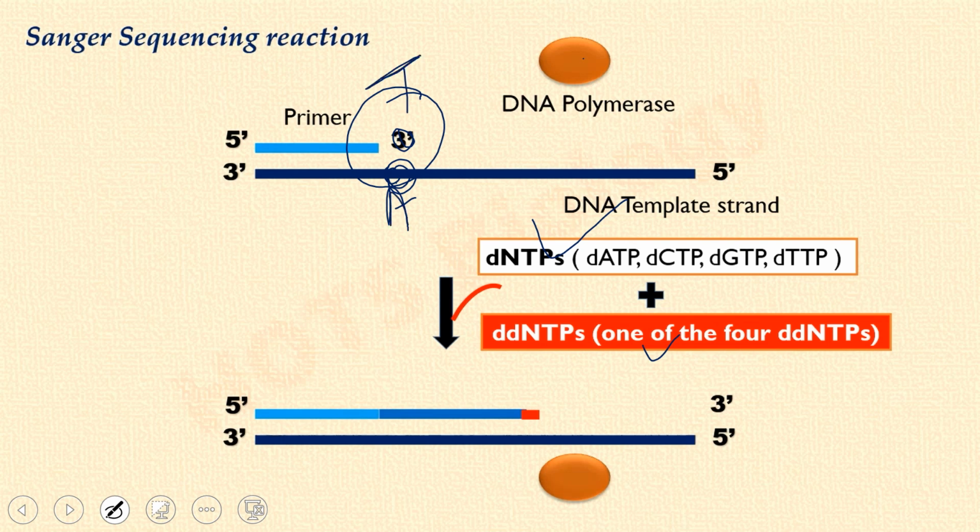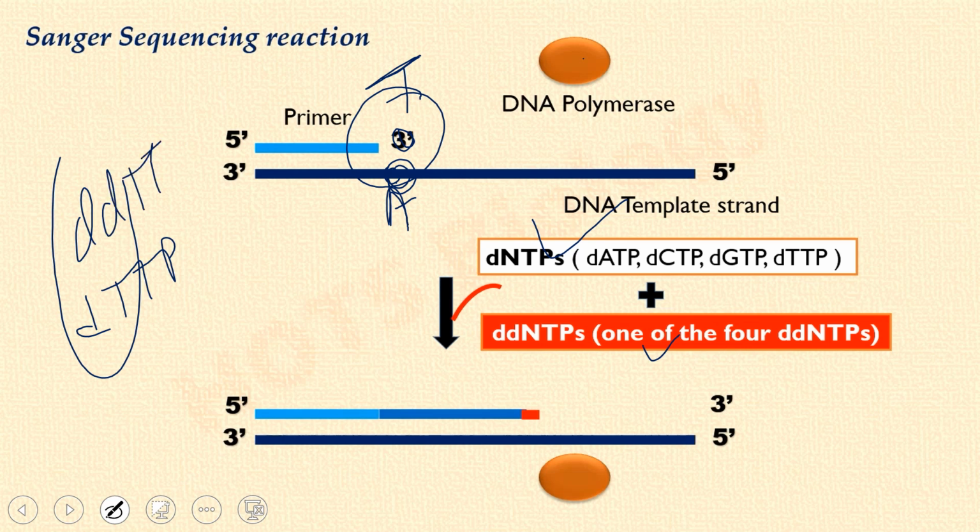So in the tubes which contain dTTP along with ddTTP, either this thymine will be added or the dideoxy form will be added. If normal dTTP is added, it will have a 3' OH, so the chain can be elongated further. But if the dideoxy form is added, the chain will be terminated there. So both options will be there.